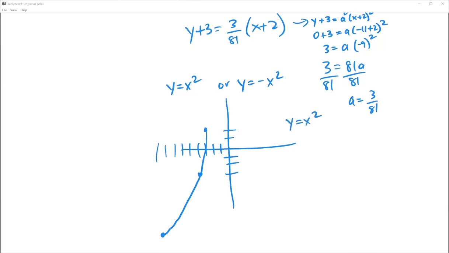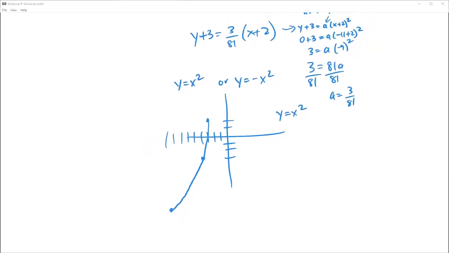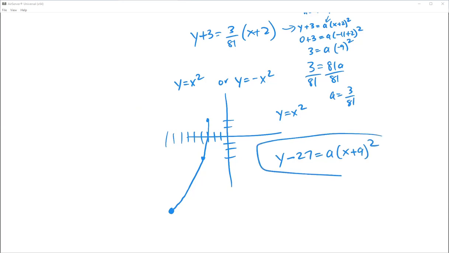And so you need to find the h and k. I'm thinking, let this be the vertex right here, because that's the lowest point. So it'll be y minus 27 is equal to a times (x plus 9) squared. And just like we did with that last problem, you need to plug in x and y so you can find the a.